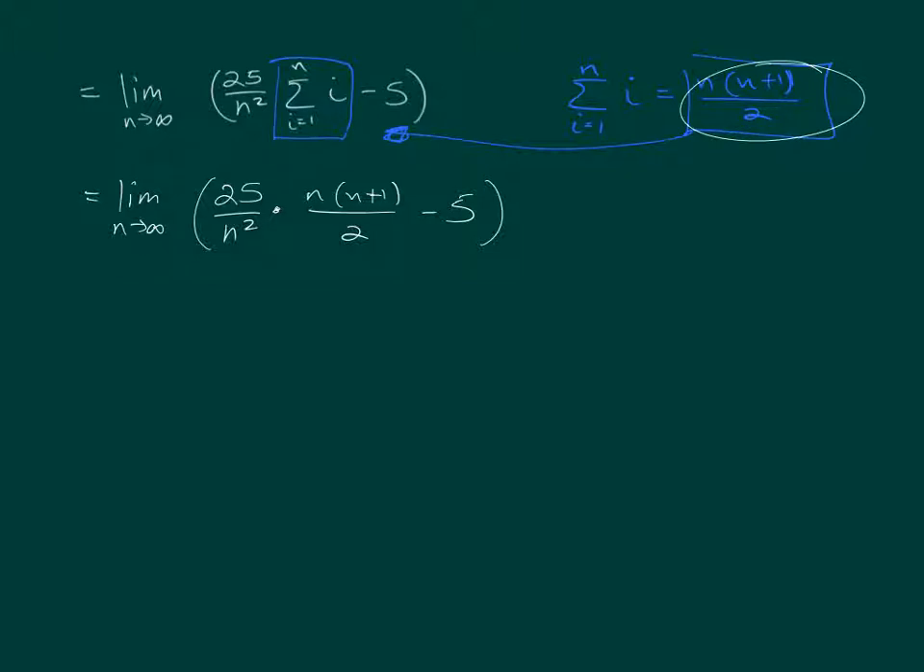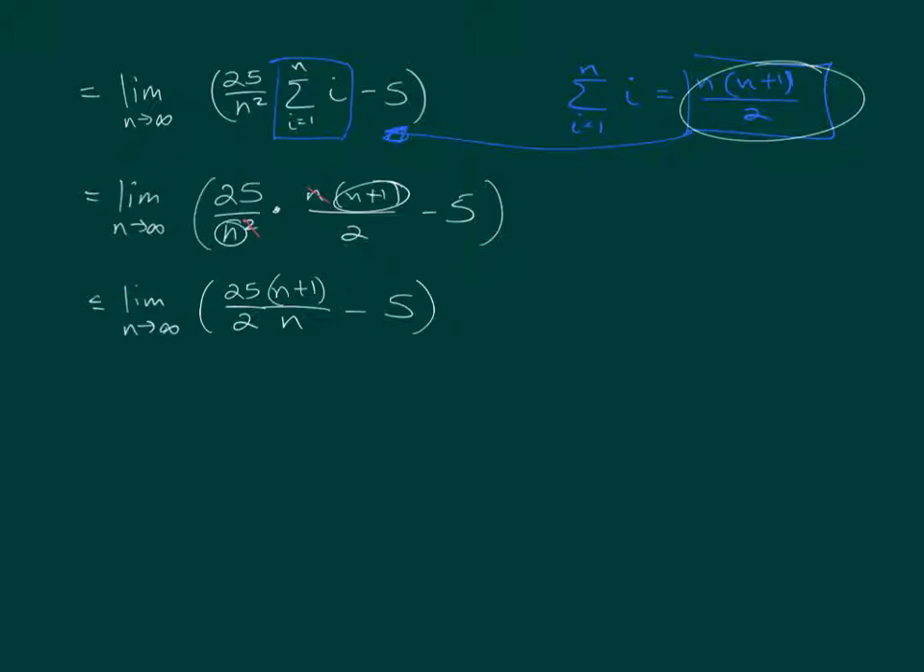And from here, all we have to do is simplify as best we can and then take the limit as n goes to infinity. The only simplification that I see is there's an n squared in the denominator and an n in the numerator, so I can cancel that. That looks like it leaves us with a limit as n approaches infinity of 25 over 2, and there's still this n plus 1 in the numerator, and there's still this n left over in the denominator. And from that, we're going to subtract 5.